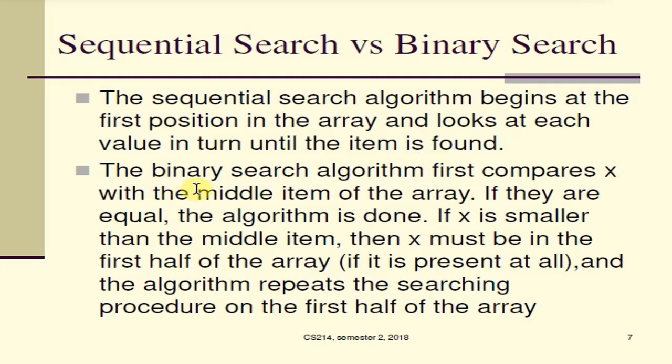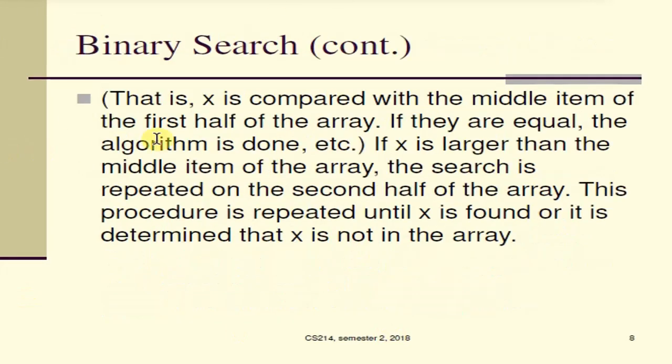How about the binary search algorithm? The binary search algorithm first compares X with the middle item of the array. If they are equal, the algorithm is done. If X is smaller than the middle item, then X must be in the first half of the array, if it is present at all, and the algorithm repeats the searching procedure on the first half of the array. That is, X is compared with the middle item of the first half of the array. If they're equal, the algorithm is done, etc.